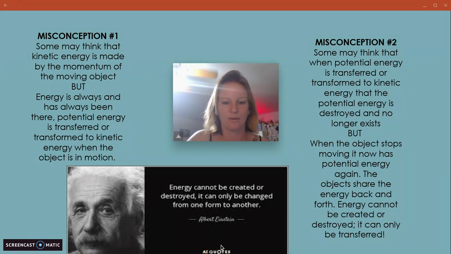And here's a little picture of Albert Einstein. He states energy cannot be created or destroyed. It can only be changed from one form to another.